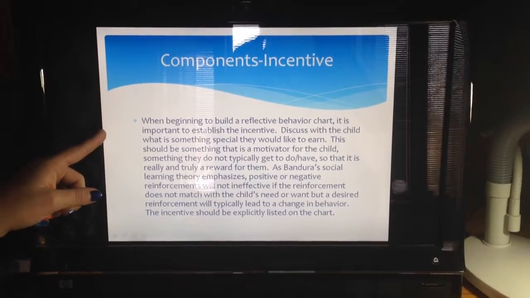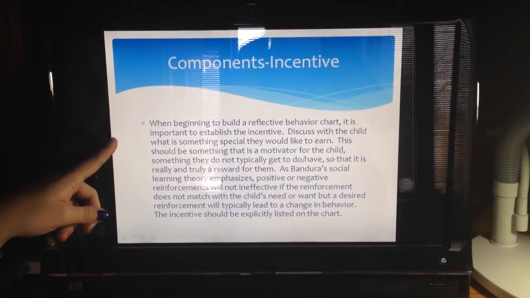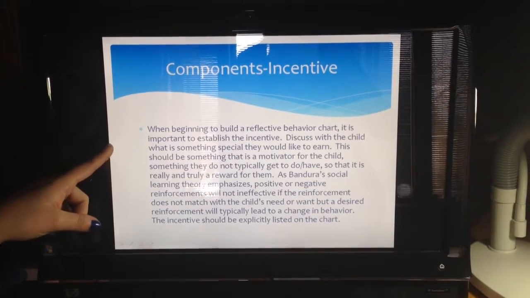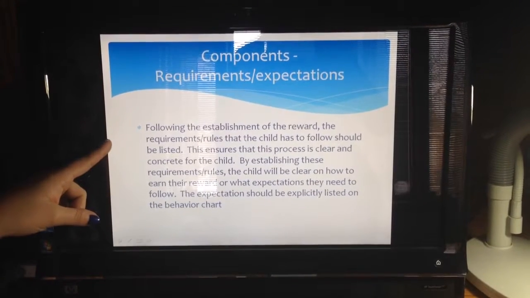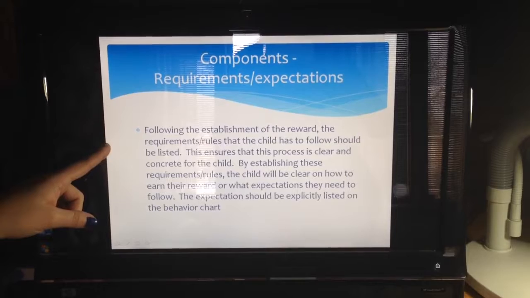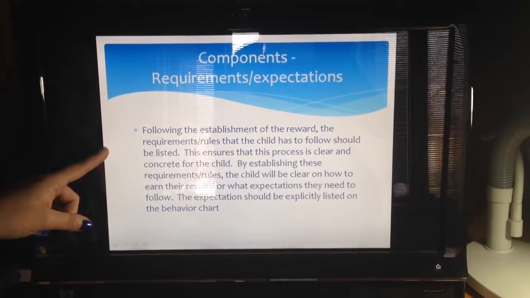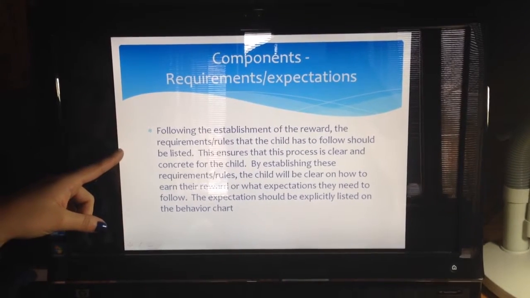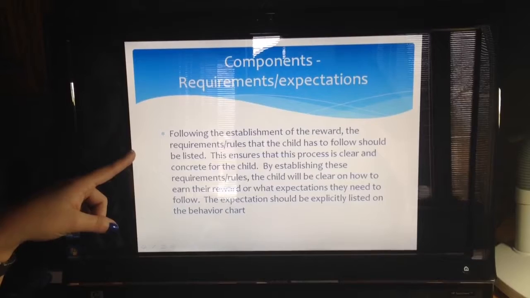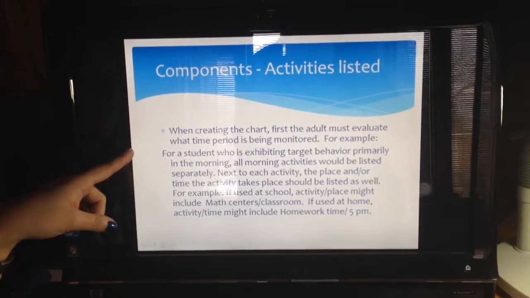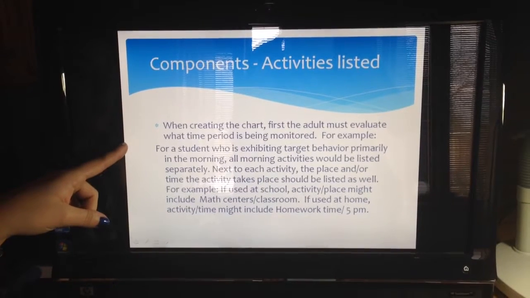Incentives should be discussed with the child as something that they would like to earn. This should be something that's a huge motivator for the child, so something they typically do not get to have. The requirements or expectations should be listed explicitly within this chart. This is to make sure that the process is clear and concrete, and the child will be clear on how to earn this reward.